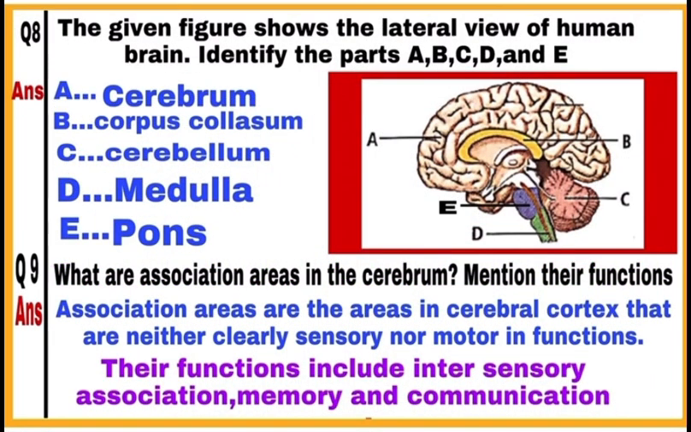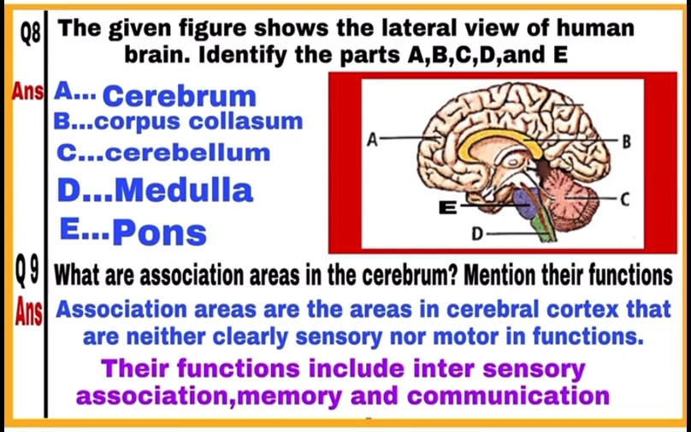Question number 8. The given figure shows the lateral view of human brain. Identify the parts A, B, C, D and E. In the given figure, A is cerebrum, B corpus callosum, C cerebellum, D medulla and E pons.